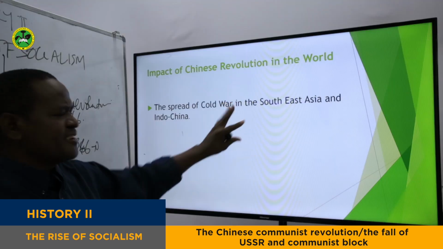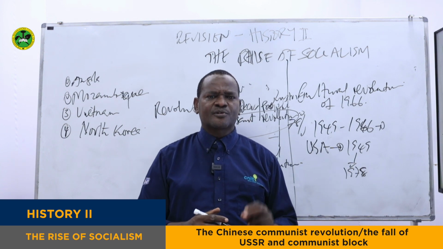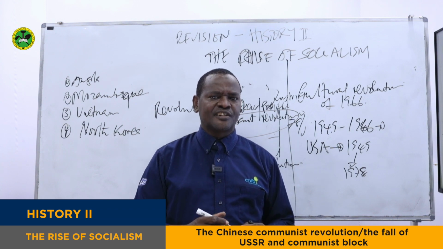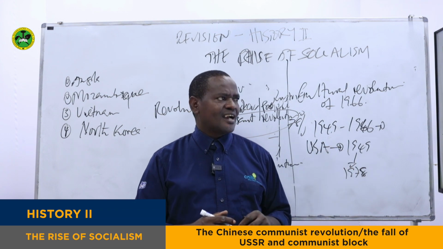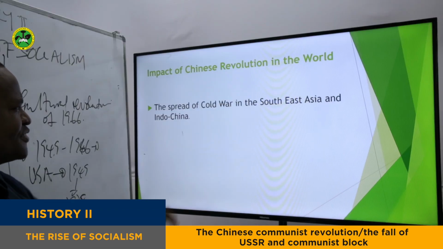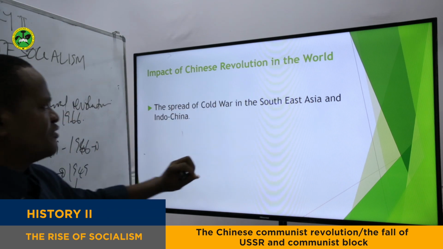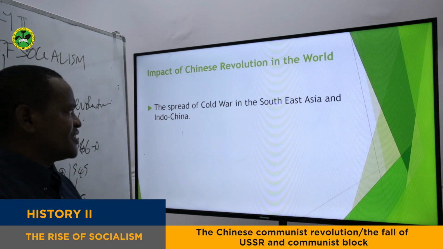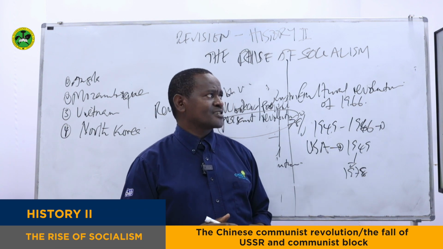The Americans came to that area and established different military organizations. For instance, they had what is called SEATO, the Southeast Asia Treaty Organization, which was a military pact between the Americans and other countries like the Philippines. Also, there was CENTO, which was established in Central Asia and so on. All these were done to prevent the possibility of the spread of communism in those areas. So the spread of Cold War in Southeast Asia and Indochina is one of the impacts of the Chinese Revolution in the world.